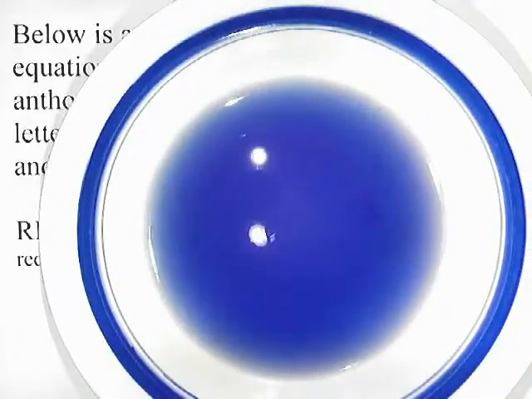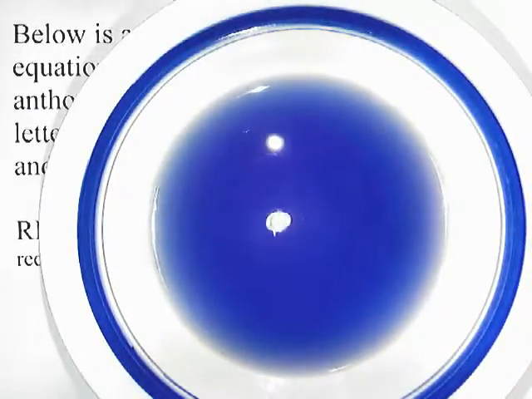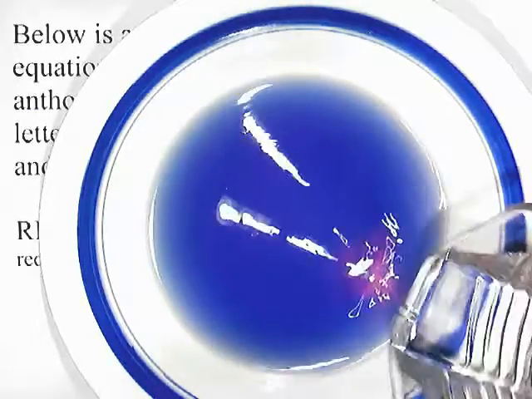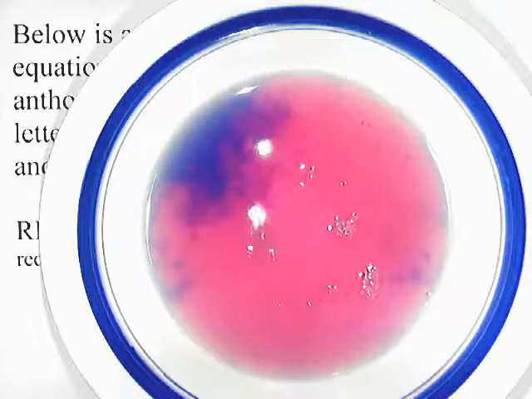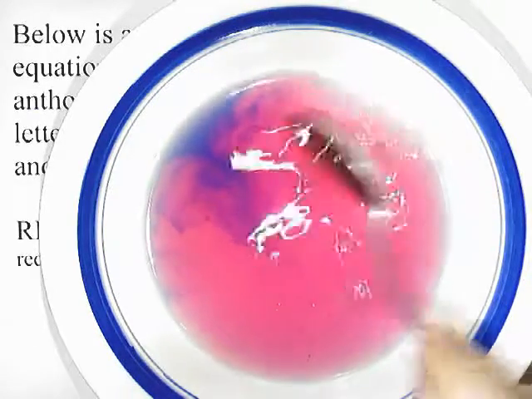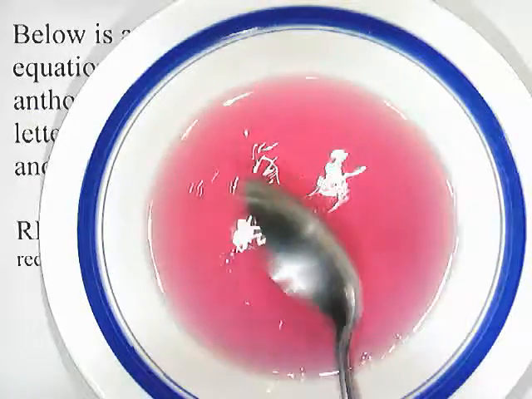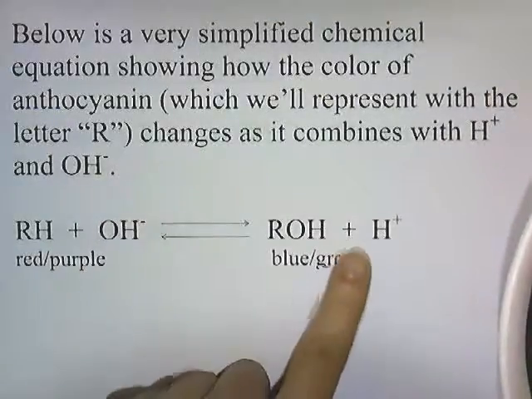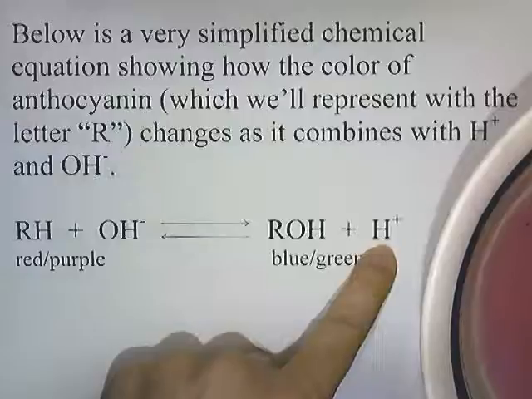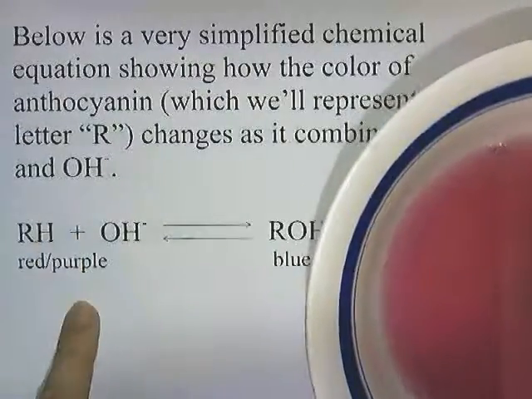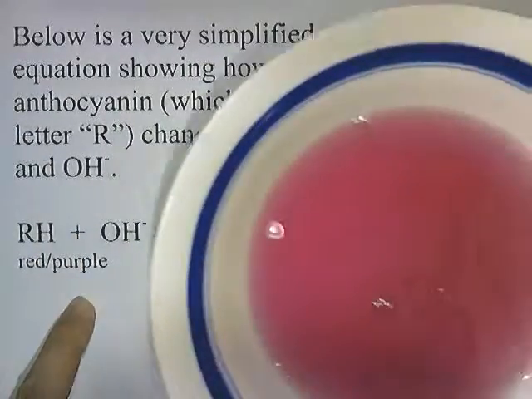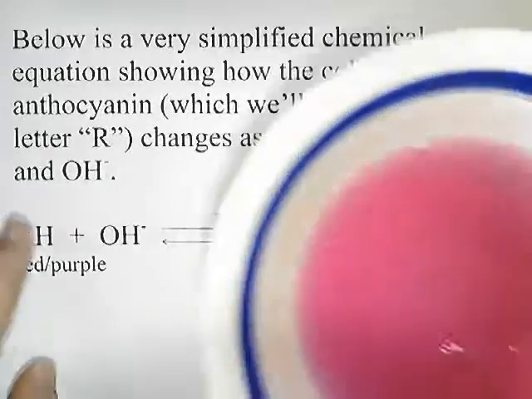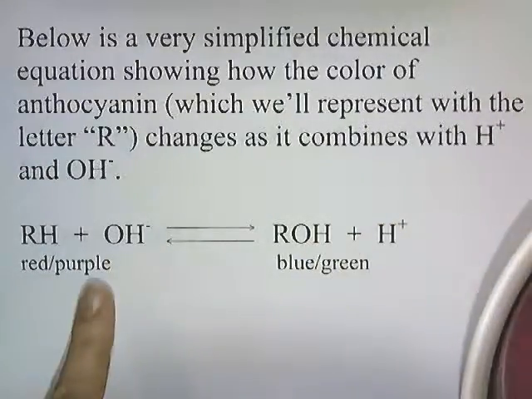All right, so I'm adding H+ to shift the equilibrium to the left. And there we go. All right, so we added H+, the equilibrium shifted in this direction, and we had a sort of a redder color. Now I can shift the equilibrium back in this direction if I add OH.